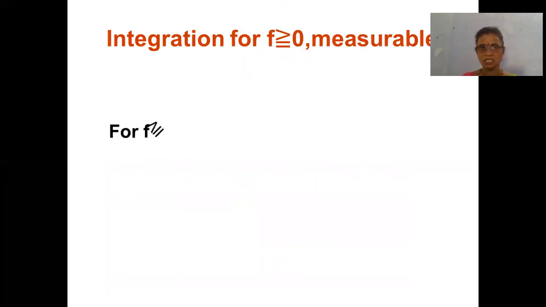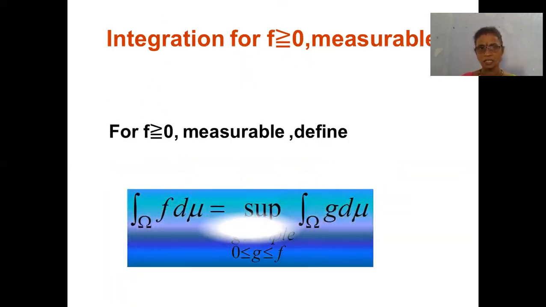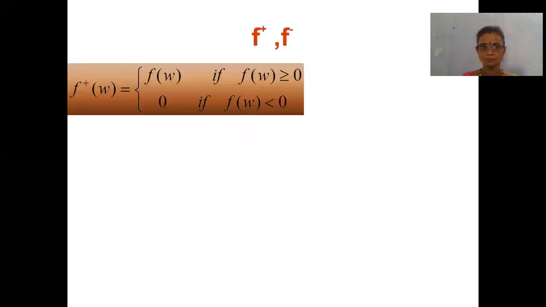Next, integration for f greater than or equal to 0 measurable. For f greater than or equal to 0 measurable, we define integral over omega f d mu equal to supremum of integral over omega g d mu, where g is simple such that 0 less than or equal to g less than or equal to f.